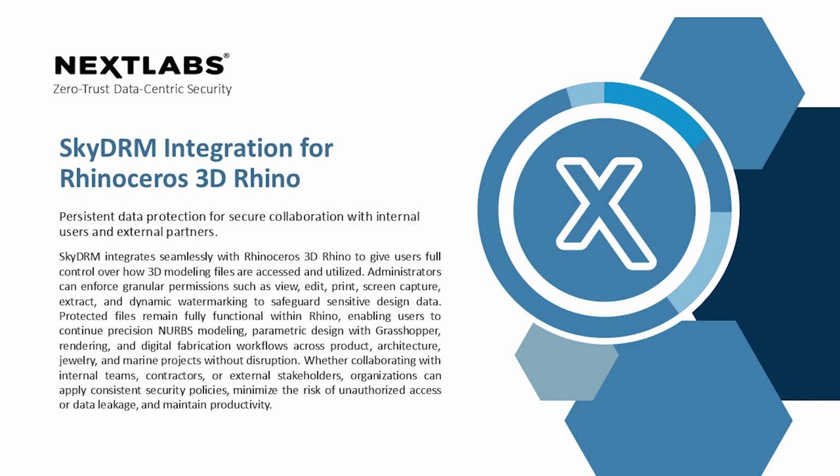design data. Protected files remain fully functional within Rhino, enabling users to continue precision NURBS modeling, parametric design with Grasshopper, rendering, and digital fabrication workflows across product, architecture, jewelry, and marine projects without disruption. Whether collaborating with internal teams, contractors, or external stakeholders, organizations can apply consistent security policies, minimize the risk of unauthorized access or data leakage, and maintain productivity.